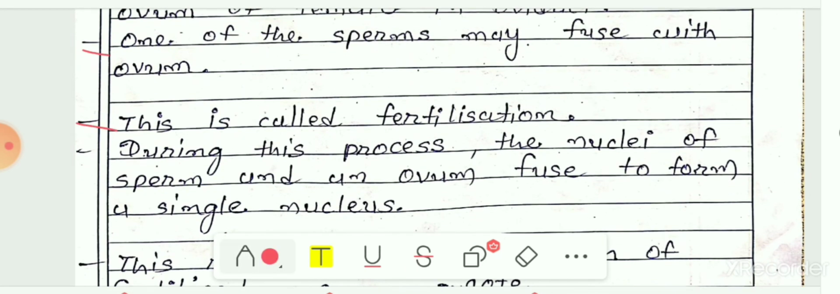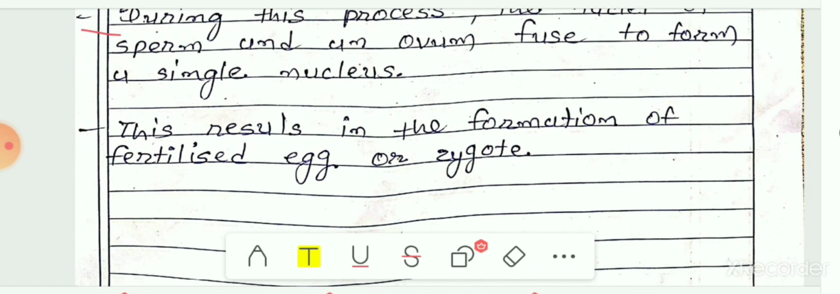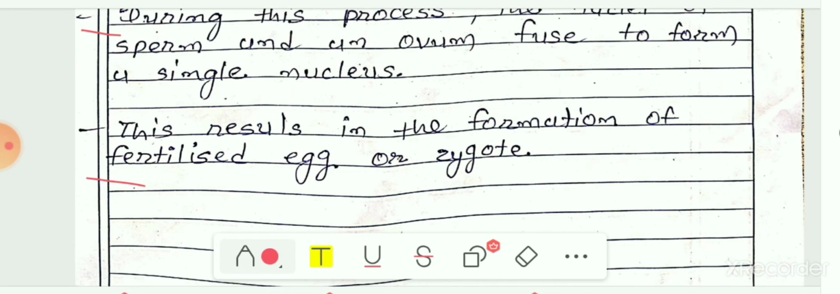During this process the nuclei of sperm and ovum fuse to form a single nucleus. After this fusion, the nucleus of the sperm and the nucleus of the ovum fuse together and form a single nucleus, and this results in the formation of the fertilized egg, or zygote. This single nucleus is known as the fertilized egg or zygote. So this is the process of fertilization in human beings.